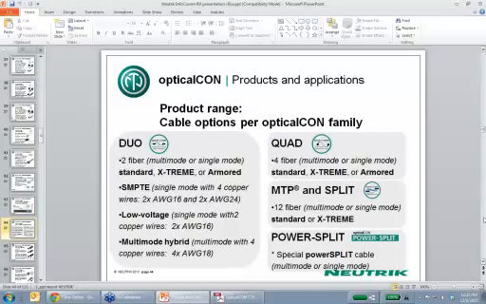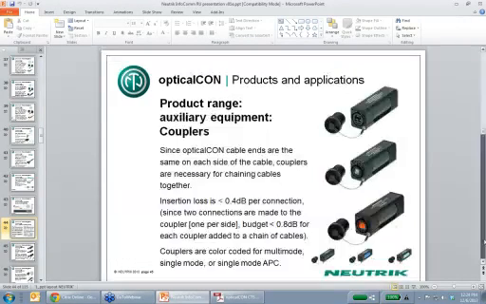Okay, this talks about the cable options. We have what we call our standard cabling, our extreme cabling, which is a double jacketed cable, and an armored cable, which is a steel jacketed cable. We have various different cable options here. This is a bit tedious of a slide, so I'll kind of move past it.